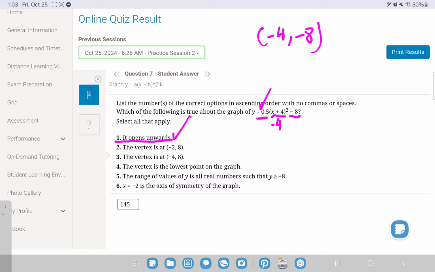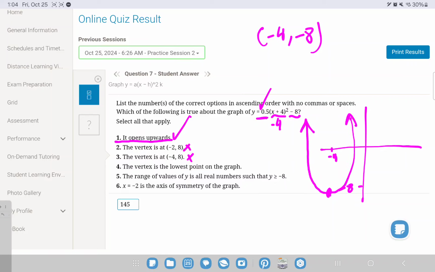So that's it. So if we have an option that's like this, we choose it. Let's see the options for vertex. -2, 8. No. -4, 8. No, it should be -4, -8. So these are both wrong options. We choose none. The vertex is the lowest point on the graph. When I told you when this is positive, then your vertex is going to be the lowest point of the graph. See, -8 here, this would be your vertex. Well, actually, it's -4, -8, so this is -4, let's say. This would be your vertex, and it would be opening upwards. So this would be your lowest point on the graph.